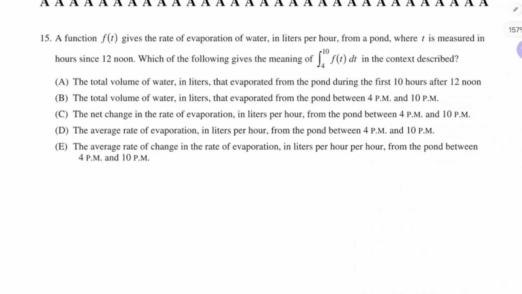Okay, so a function f gives the rate of evaporation in liters per hour from a pond, where t is measured in hours since noon. If I integrate the rate function, I'm going to get the total, so it's the total amount of water that evaporated. And it's going to be from 4 to 10, not during the first 10 hours after 12 noon, but between 4 p.m. and 10 p.m., because it's between the 4th hour and the 10th hour.